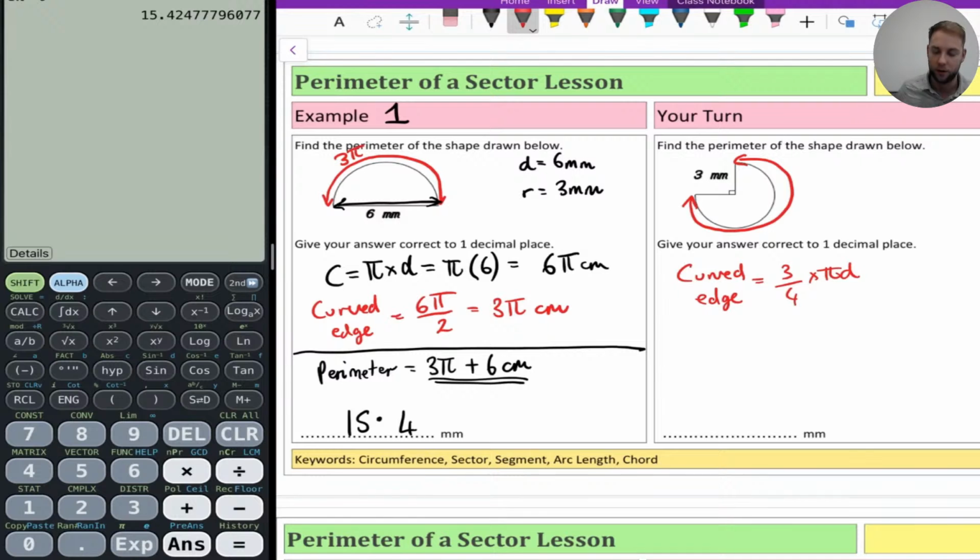I'll give you a starting point. But then don't forget, this here is your radius. So you're going to need to write down what the answer is. I'll let you have a go at that, and then when you've got the answer, pop it in the notes, pop it in the chat. I'll give you a second to have a go.